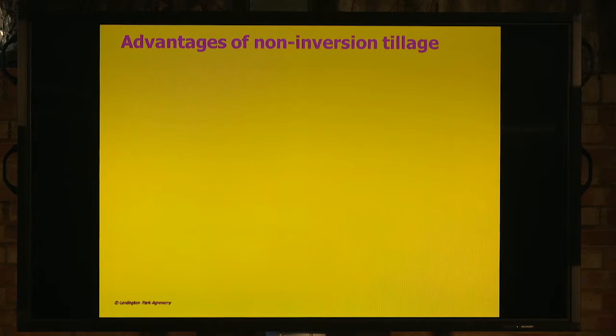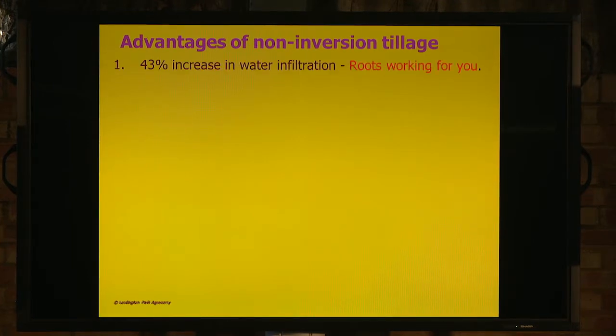This is some numbers that probably make you think. This is what you want to achieve: 43% increase in water infiltration. That's because the roots are doing the job for you. If you've left the roots from the previous crop in the soil, you've got those channels. The new seed can follow that channel. Air can follow that channel. Water can follow it. The whole environment's working for you. You get an increase in water retention because you've allowed the soil to restructure itself.